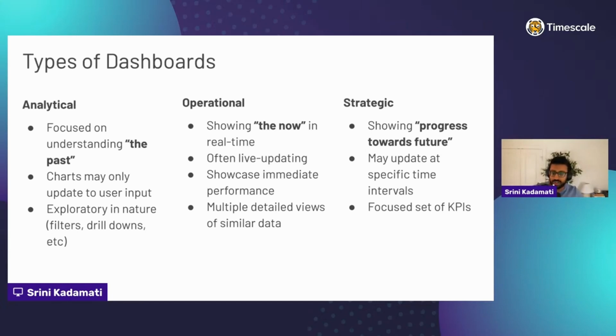fashion. On the other hand, you have operational, which is kind of in the middle. It's showing the now in real time. So if you think about a cockpit of an airplane or a submarine, right, or a Wall Street stock ticker, it's showing the now in real time. Usually it's live updating, otherwise it's not as interesting. You want to show immediate performance. So you'll definitely show things from the past, but it's mostly as a reference point, like, oh, this used to take 5 milliseconds and now it takes 500. So it's more about referencing or benchmarking than it is about deep dive into past performance.